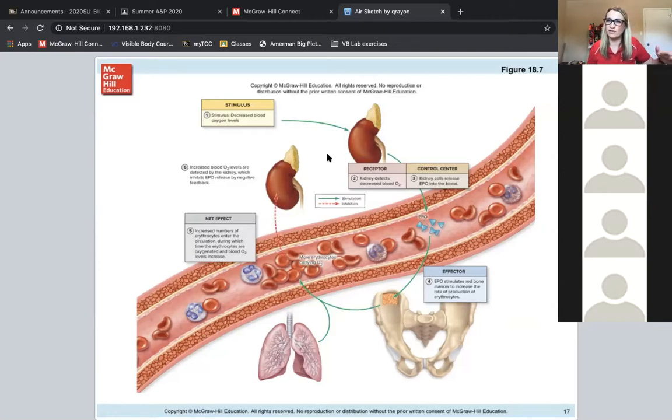Like during fetal development or embryonic development, hemopoiesis cannot happen in the red bone marrow because there's no red bone marrow, right? And so for that reason, during embryonic development, hemopoiesis happens in the yolk sac. So this is where your first erythrocytes and blood vessels get formed.